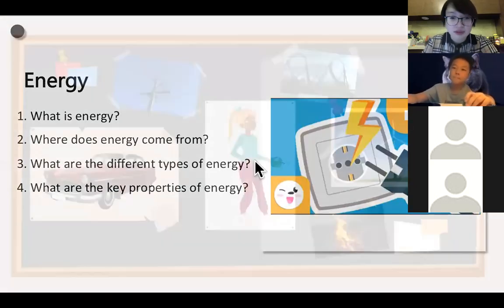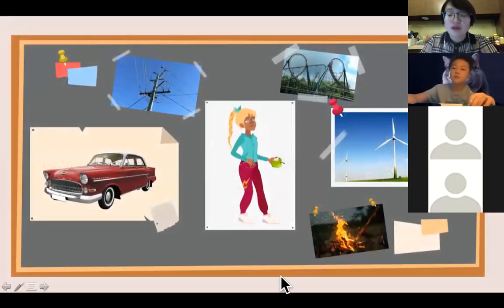How about the girl here? Why is she jumping, smiling, walking? Guess she has energy from? The apple. From apple, okay, from food. Human beings have their energy from all kinds of nutrition and food, okay? So do you understand that energy is everywhere?